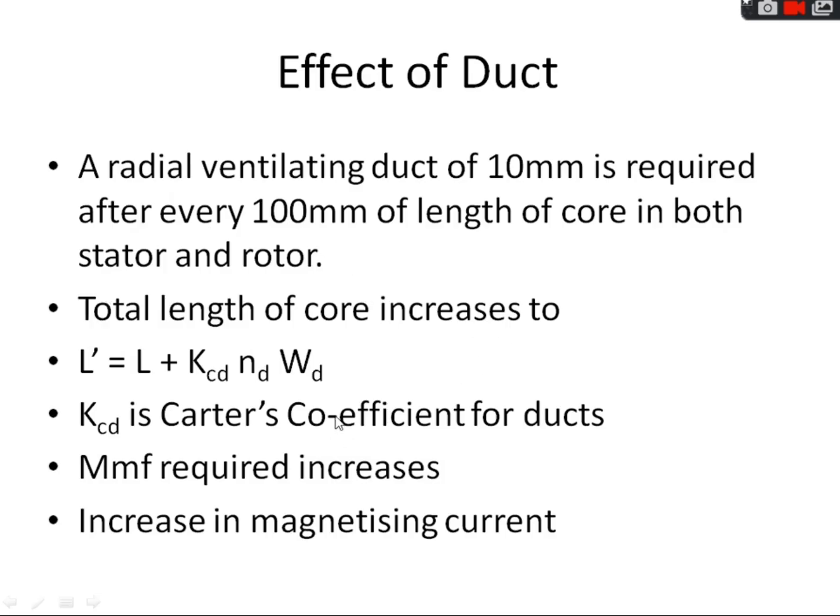Not only that, it will also increase the leakage coefficient. We know that if a duct is there, the magnetic flux has a property to bulge out. So this flux will bulge out, the Carter coefficient will come into play, and we will have to multiply that Carter coefficient due to the bulging into the length. Hence, if the length increases, then the total MMF required for the motor will increase, and that increases the magnetizing current. So the magnetizing current increases both due to saturation as well as the ducts.